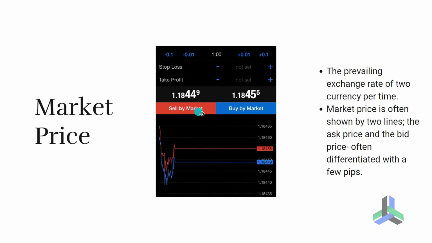This is important to know. You could see these indicators here: sell by market, buy by market. Okay, it means whichever one you click, you're entering the trade at that particular price, at that particular market price per time.